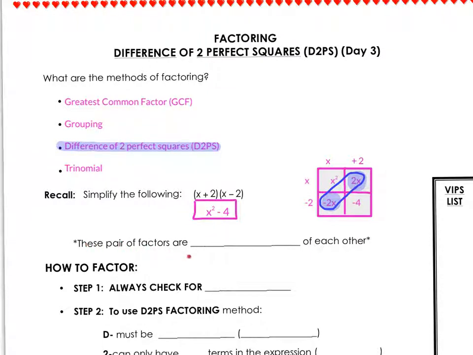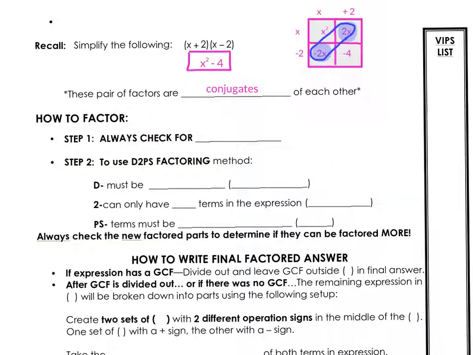These pairs of factors are conjugates of each other. And that's a word that you need to write down: conjugates. That's when we have the same terms, the x and the 2, but there are different signs in between them, the positive and the negative. So how does this help us with D2PS?